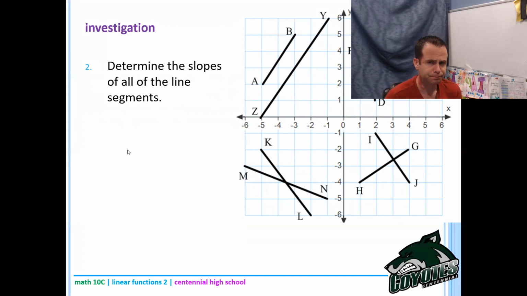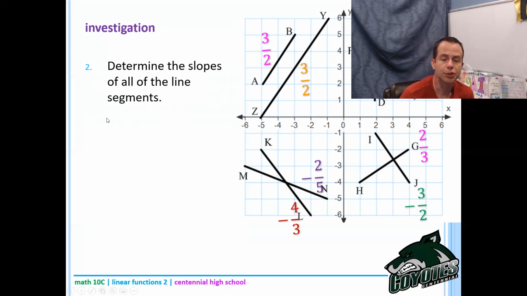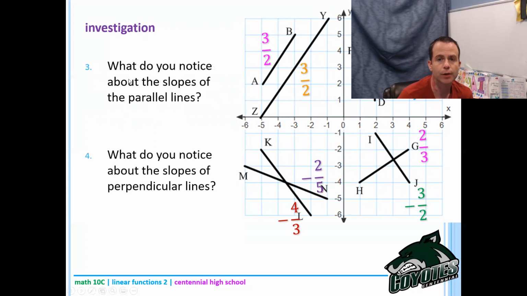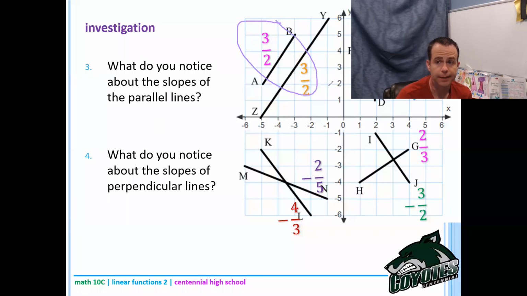Okay, so you should have gotten 3 over 2 for AB, and then 3 over 2 for ZY. CD was undefined, and FE was 0. You got -2 over 5 for MN, and you've got -4 over 3 for KL. And then you had 2 over 3 for HG and -3 over 2 for IJ. Okay, what do you notice about the slopes of parallel lines? Again, these guys were my parallel lines, and we see, again, that they are the same.